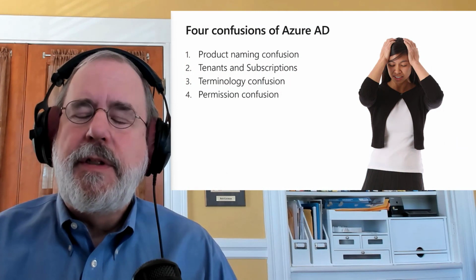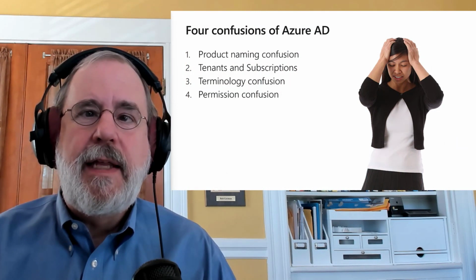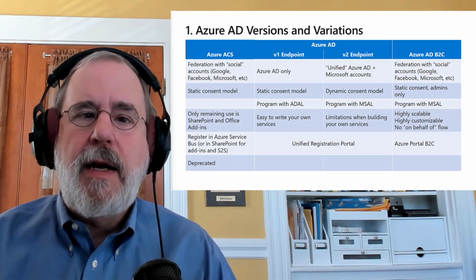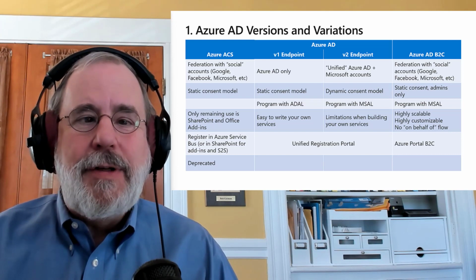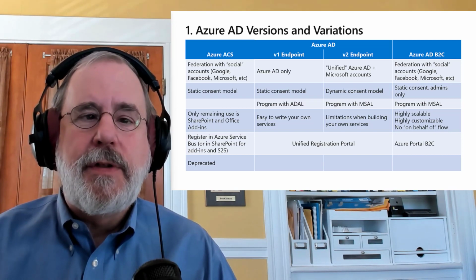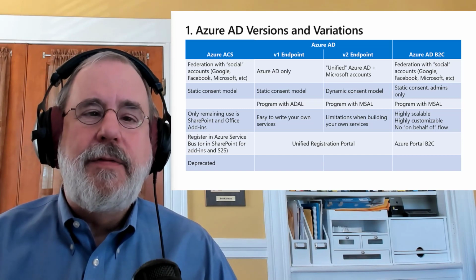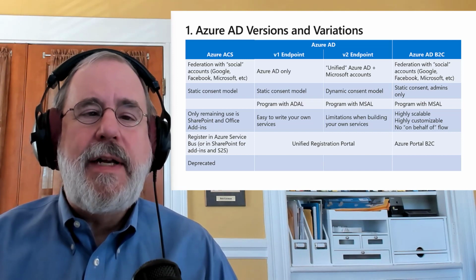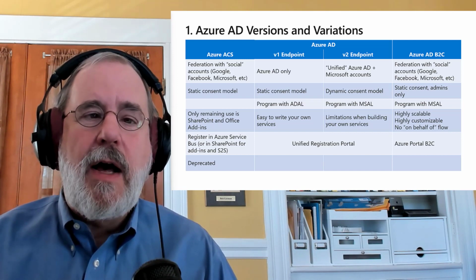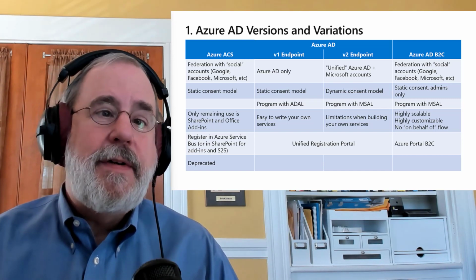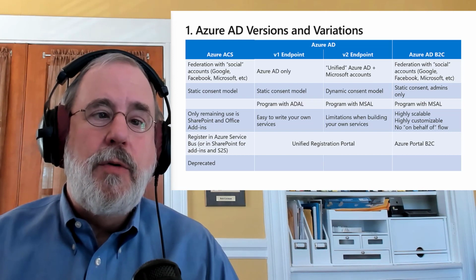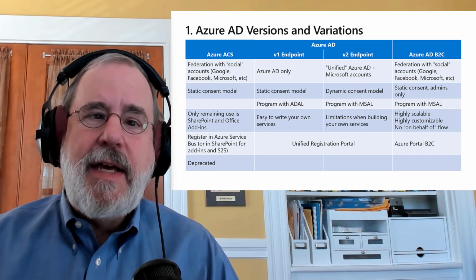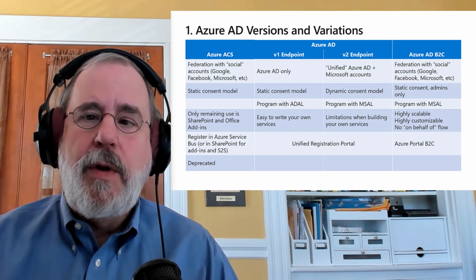The first area of confusion is different things called Azure AD. It's really a naming problem inside of Microsoft. There have historically been 4 different products that look a lot like Azure AD. The first is Azure Access Control Services, or Azure ACS, not to be confused with Azure Communication Services, which is also sometimes called ACS. Azure ACS has been deprecated, and we don't really need to talk about it that much. It's a federation service that allows people to log in with Google, Facebook, Microsoft, etc. So if you see Azure ACS on an article or some documentation, that's not the one you want.